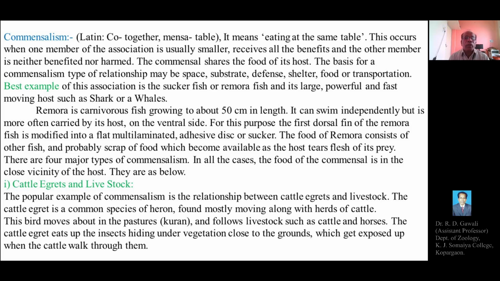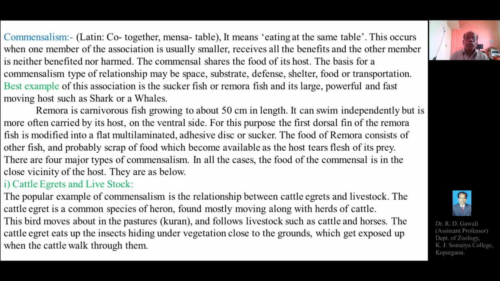The cattle egret and livestock is the first example of commensalism. The popular example of commensalism is the relationship between the cattle egrets and the livestock. The cattle egret is a common species of heron, a bird, found mostly moving along with herds of cattle. This bird moves about in the pastures or the grasslands and follows the livestock such as cattle and horses. The cattle egret eats the insects hiding under the vegetation close to the ground, which get exposed when the cattle or horses walk through the vegetation or the pastures, that is feeding pastures. So these are the areas or grasslands where usually the cattle or horses feed or forage.